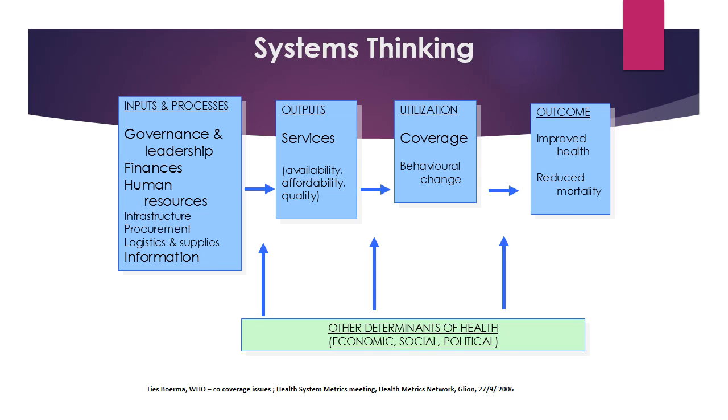In input we have human resources, infrastructure in place, procurement, logistics and supply information. We have leadership and governance. Then if you put all these together, we process, we provide services. Then what do we get in output? Services. And services we measure based on their availability, affordability, the quality of services, acceptability of the services and adequacy of the services based on that local region.